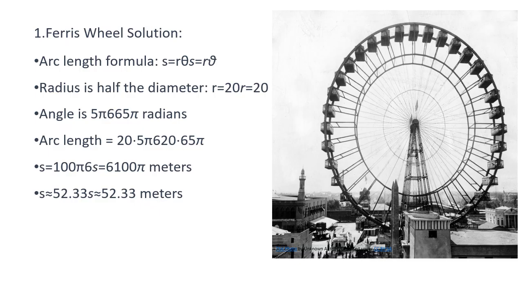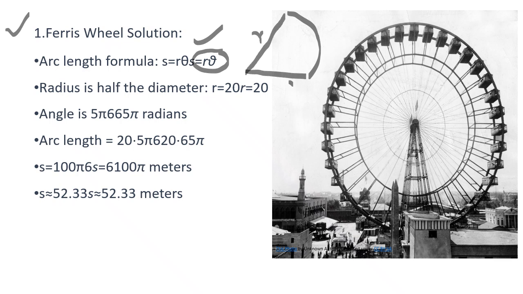Right, so here is the solution to question number 1, based on the Ferris wheel. We know the arc length formula, r times theta, where r is the radius and theta is the angle subtended. The diameter is 40, so the radius is 20, and the angle subtended is 5 pi by 6 radians.